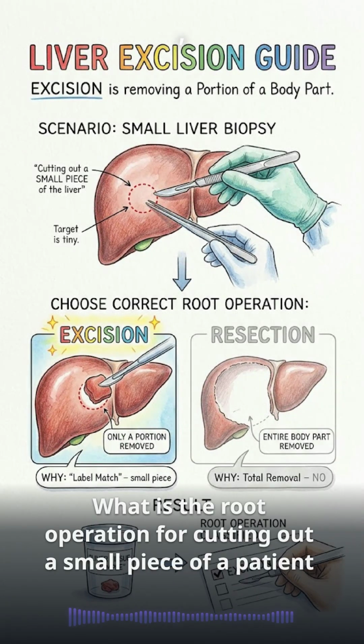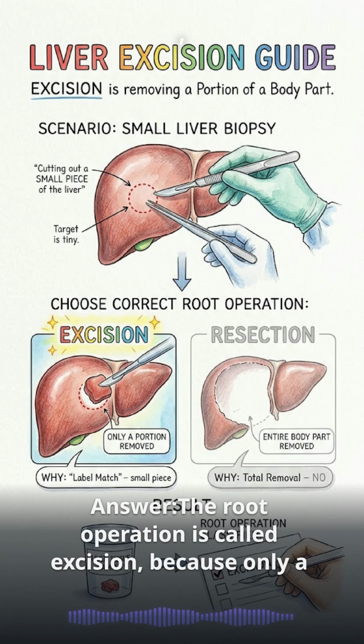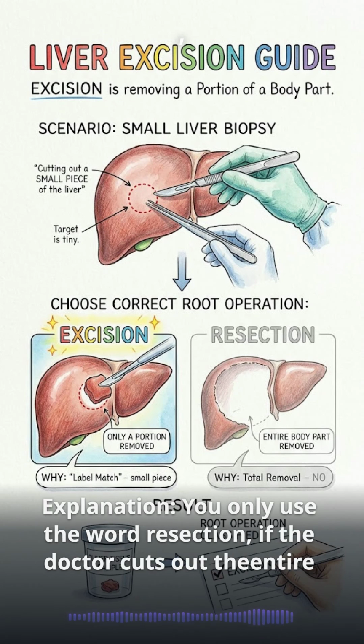6. What is the root operation for cutting out a small piece of a patient liver? The root operation is called excision, because only a portion of the body part is removed. You only use the word resection if the doctor cuts out the entire patient organ.